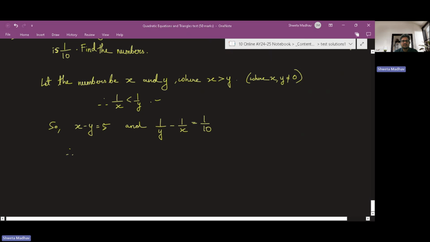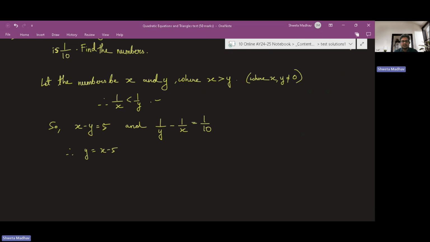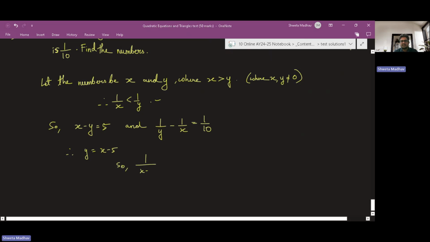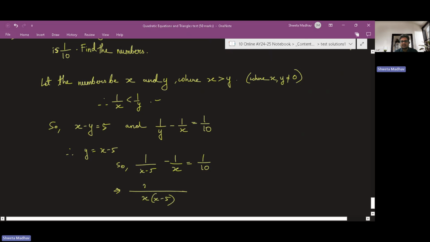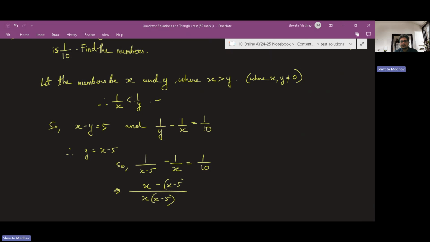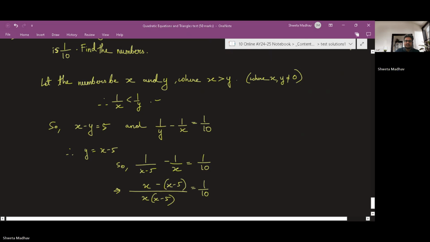So now from one equation, I can say y is equal to x minus 5. So this we can put in place of y in equation 2. So we can say that 1 by x minus 5 minus 1 by x, that is equal to 1 by 10. Now if you take the LCM of the denominators, this will be x into x minus 5, and here it will be x minus of x minus 5, that is equal to 1 by 10.